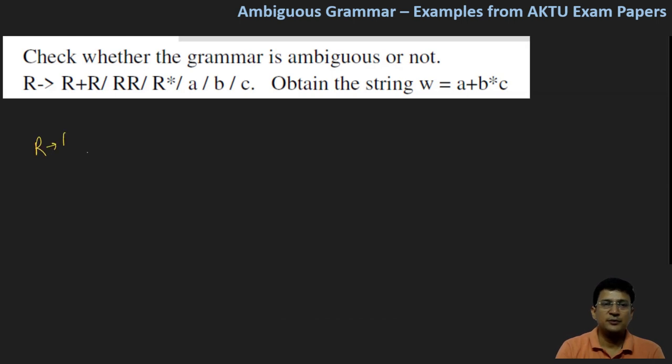So this is R produces R plus R. This is talking about the regular expression. The first production is saying this is the union. The second production is saying the concatenation. The third production is saying about the closure. And the last one is about the expansion using the terminal symbols A, B, C.